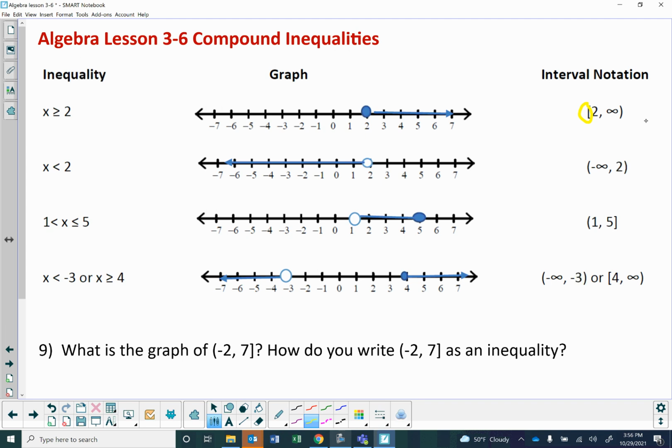If we have x is less than 2, obviously it's an open circle at 2, the line's going to the left. It's going to go to the left forever in the negative infinity direction.